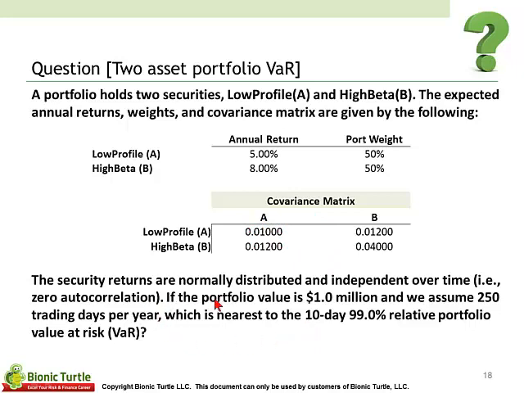We're told then the security returns are normally distributed, independent over time. If the portfolio values 1 million and there are 250 trading days per year, which is nearest to the 10-day 99% confident portfolio value at risk? So on the exam, you would be given 4 options. I didn't include those here, because we don't need those to understand how to do the question. But here, pause the video and definitely see if you can work that question out yourself.